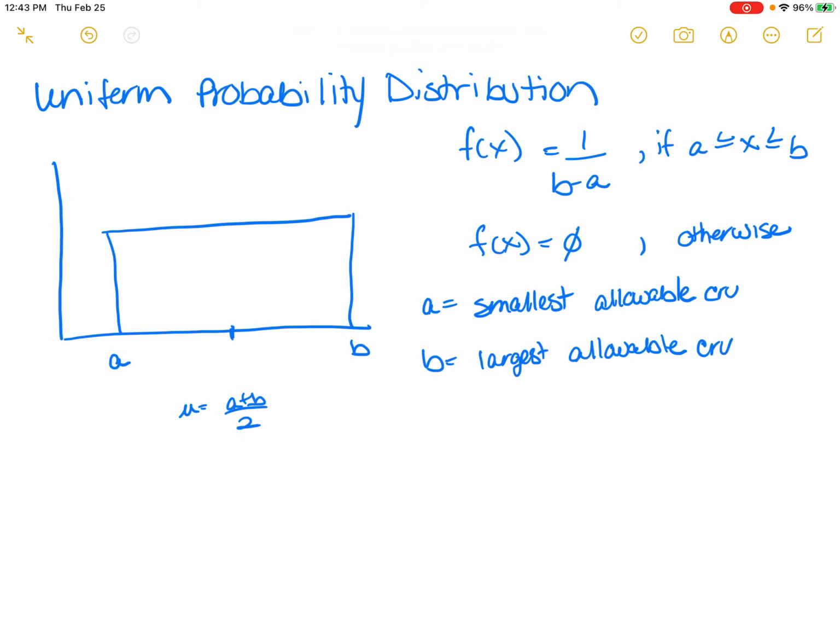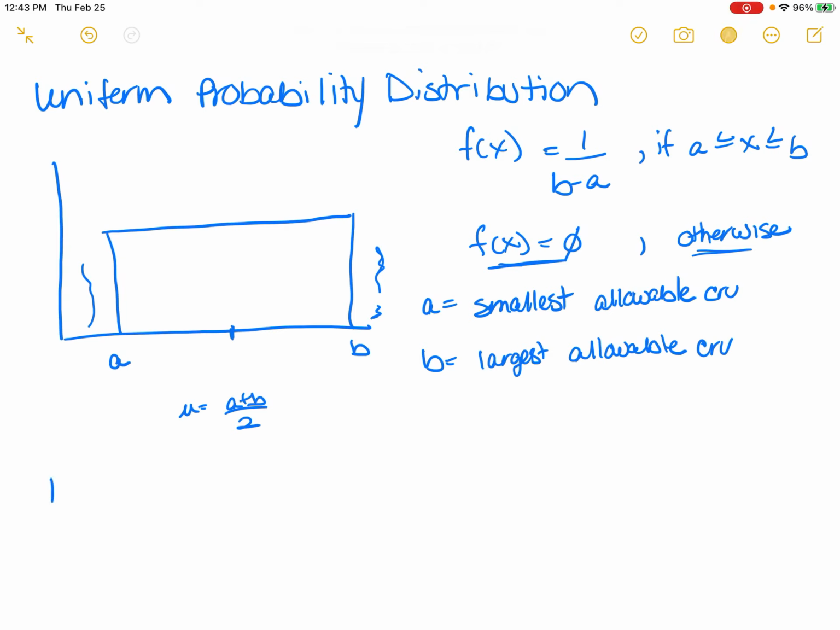For this, it's really important to know that the probability density function is 1 over B minus A if x falls between A and B. If x falls anywhere outside of A and B, it's going to be 0. With A being the smallest continuous random variable and B being the largest continuous random variable.